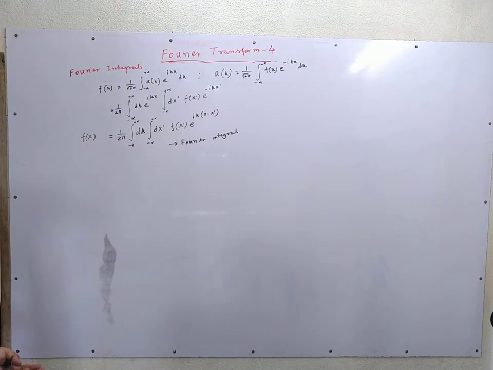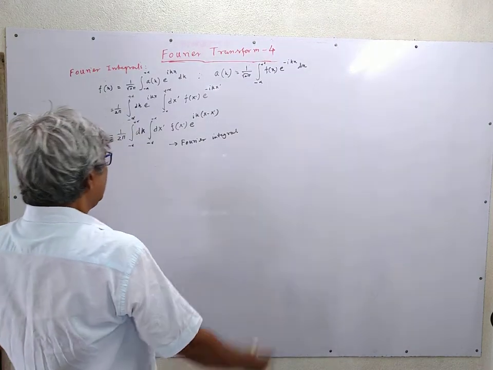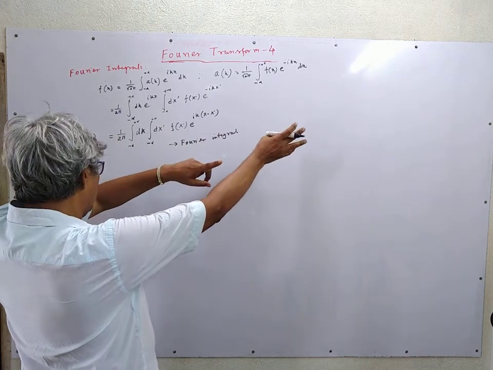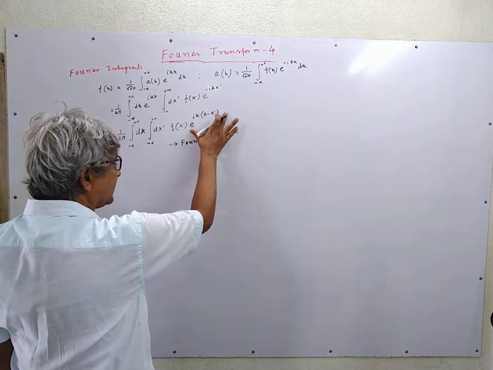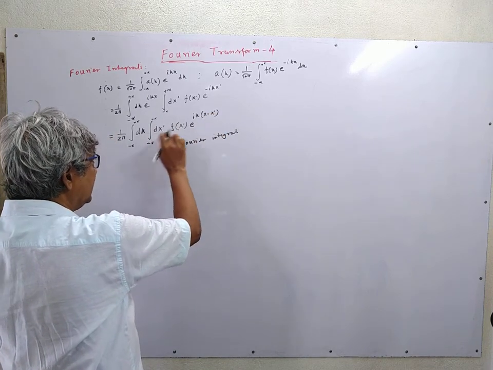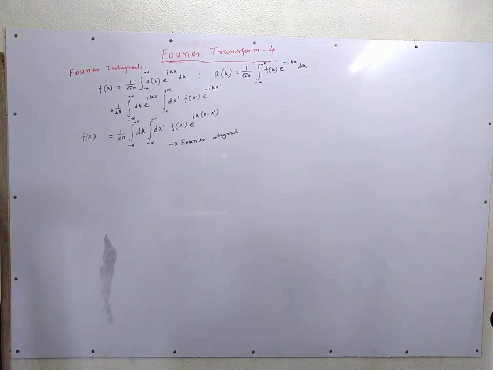If we want to see whether this works or not, you integrate this part with respect to k, that will give you a delta function in x minus x prime, and when you integrate this, we will get back this. So the result is correct. So this is known as Fourier integral, which expresses the function in terms of itself.